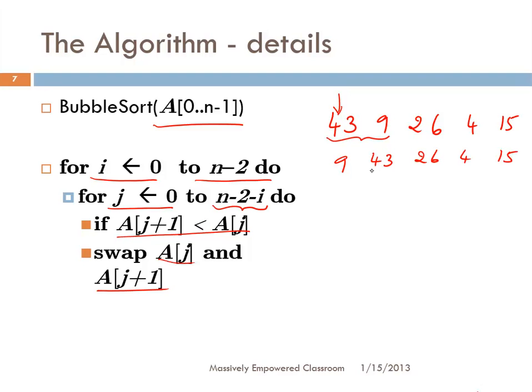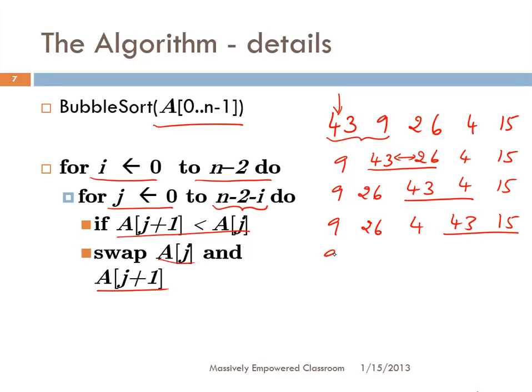Right? Next we compare 43 and 26. Are they out of order? Yes. So we exchange them. We get 9, 26, 43, 4, 15. Next we compare 43 and 4. They're again out of order. So we get now 9, 26, 4, 43, 15. Finally we compare 43 and 15 and we get 9, 26, 4, 15, 43.